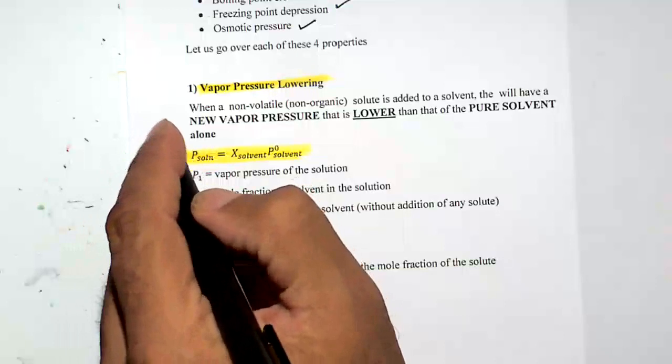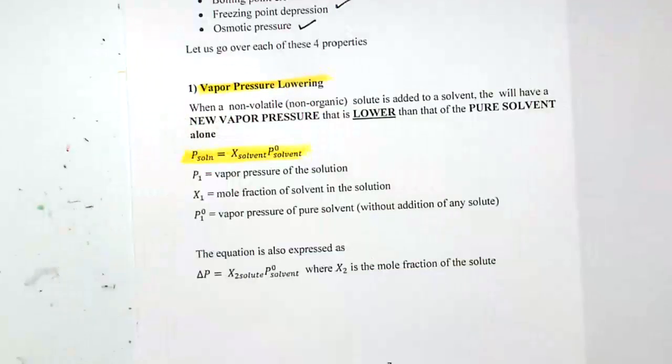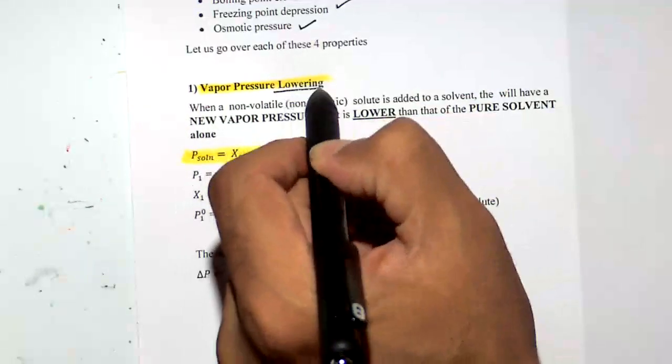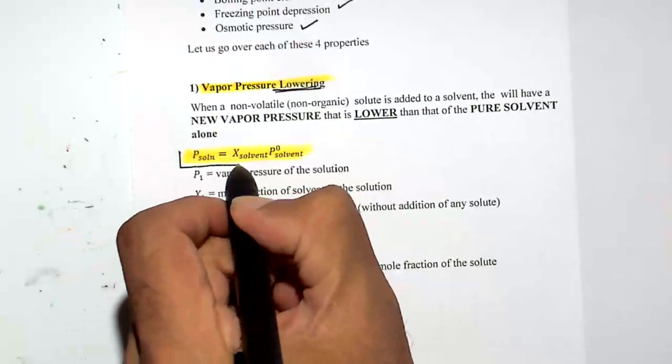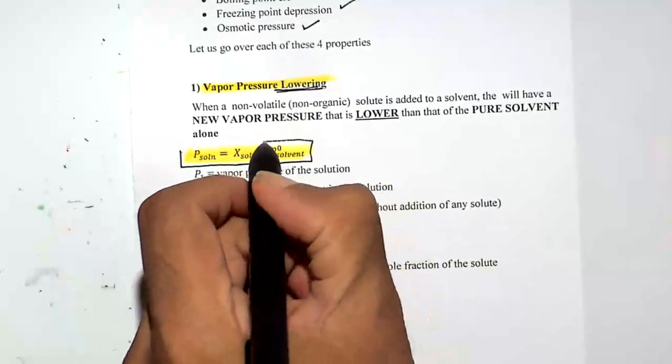So we add a solute into a solvent. We have a new vapor pressure, which is lower. And that new vapor pressure is this solution.